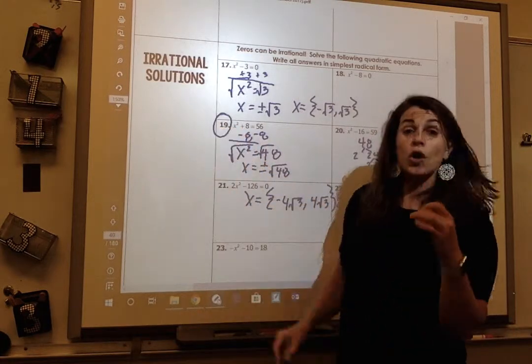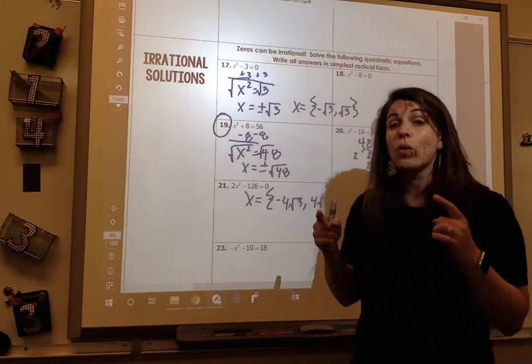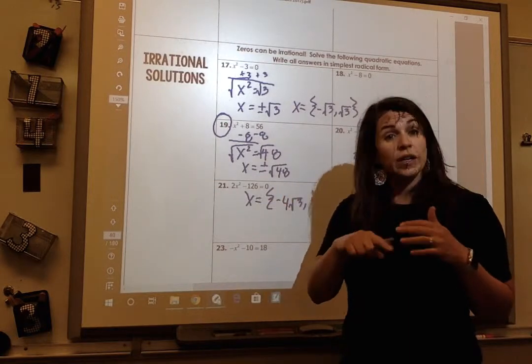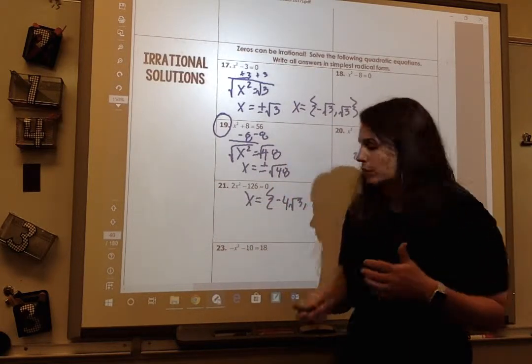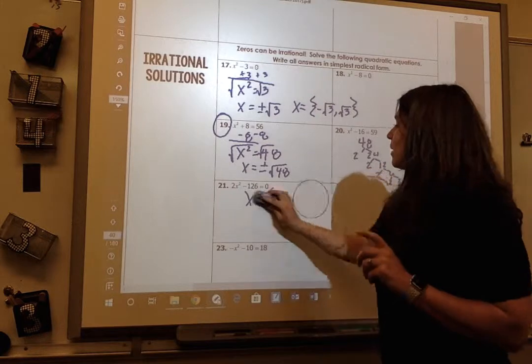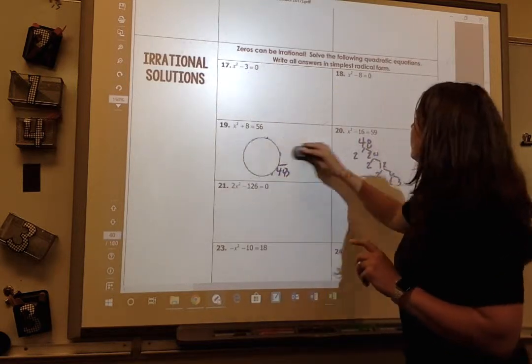I want you to circle that one because if you struggle with how to simplify radicals, you need to go back and look at that or come and see me in tutoring. So that's what that one's going to look like.